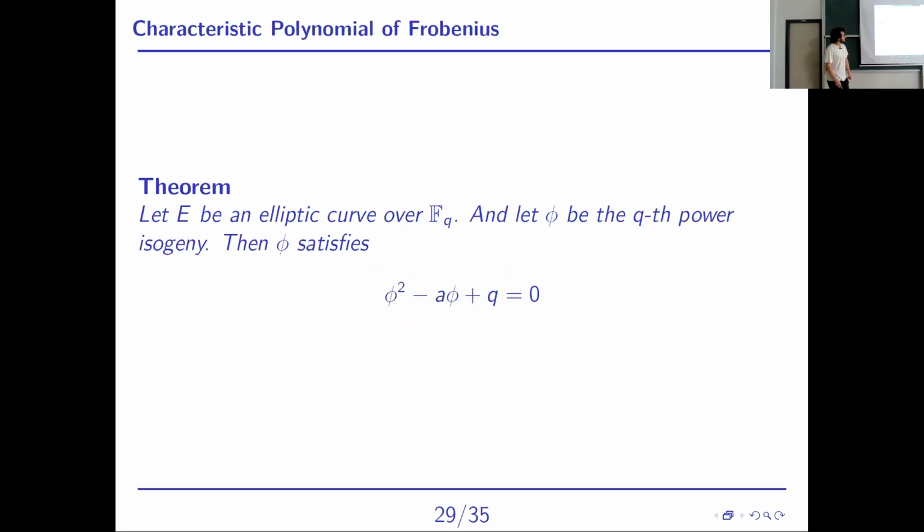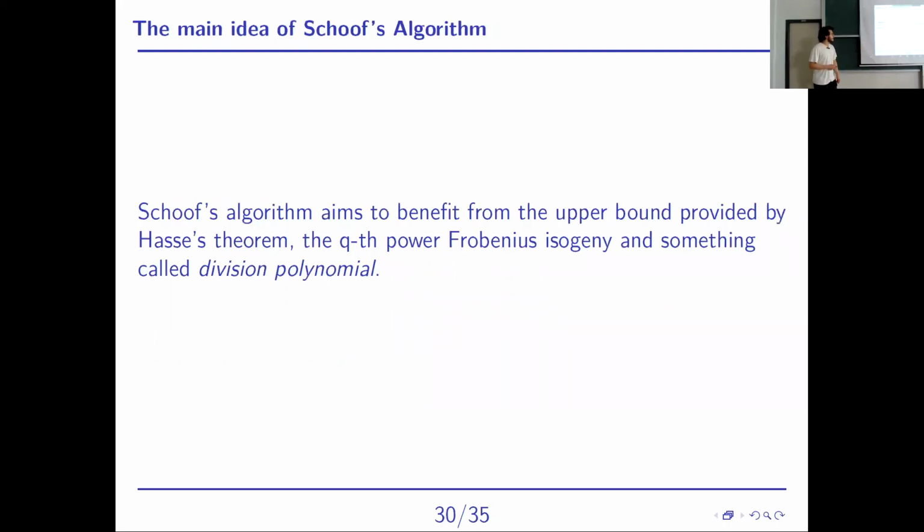And another theorem is that this Frobenius map satisfies this characteristic polynomial. I don't know about you, but when I see this expression and when I know that this A stands for trace, the Cayley-Hamilton theorem comes to my mind. So I can see that this is also related to the linear representation of the endomorphism ring.